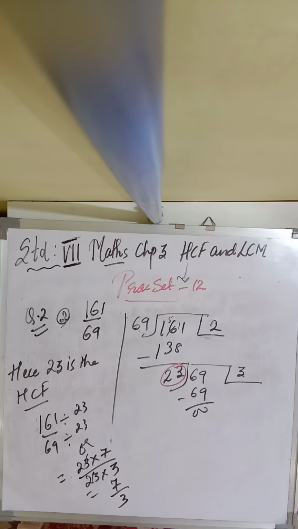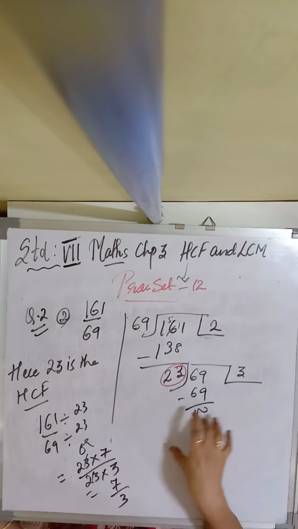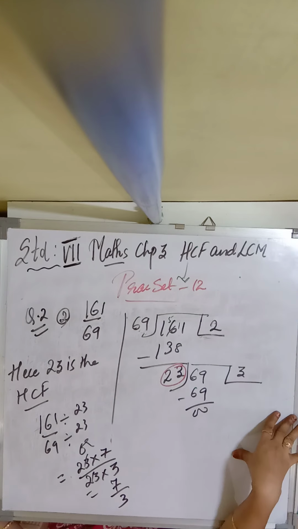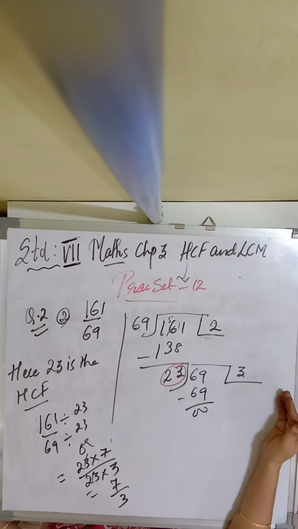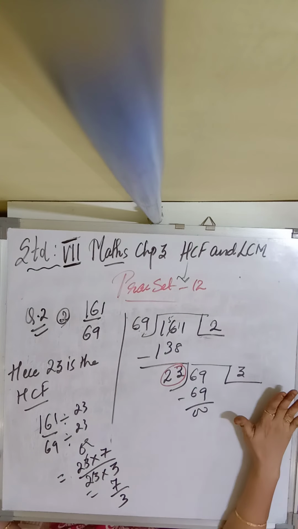I hope children you have understood up till here how to follow the division method to find the HCF. First thing, you are doing the division. Second step, you are reducing the fraction to the lowest term. Some 3-4 sums I will be sending for homework, so that this method becomes perfect.